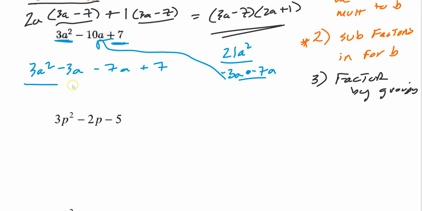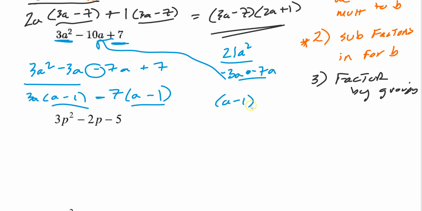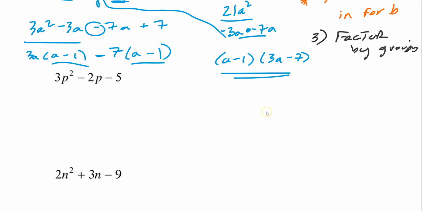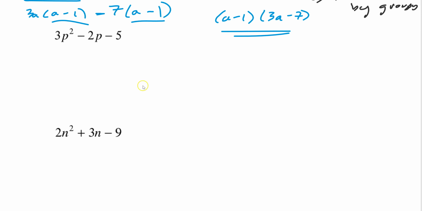Then we just factor by grouping. These have 3a in common, so a minus 1 is left over. Always bring down the middle sign. These have a 7 in common. Dividing by negative 7 gives a positive a, and 7 divided by negative 7 is a negative 1. These match. So I get a minus 1, 3a minus 7. And that's the idea. I'm going to do a couple more, but it doesn't change. It's the same idea every single time.